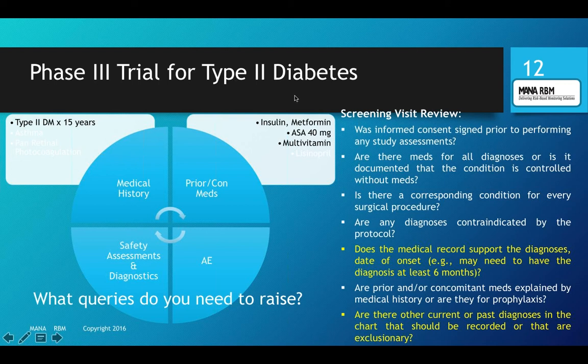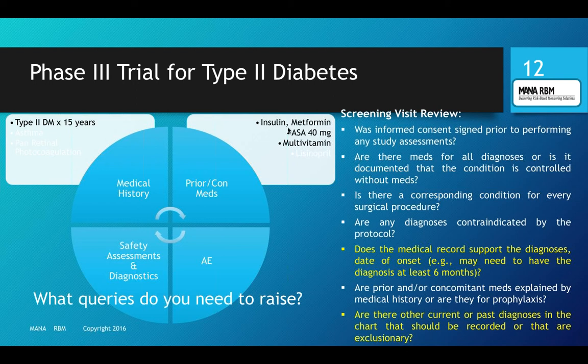And you can see that this subject is taking insulin and metformin. You'd expect that. Those are both treatments for diabetes. The patient has a history of diabetes for 15 years. They're also on aspirin. You would expect that.